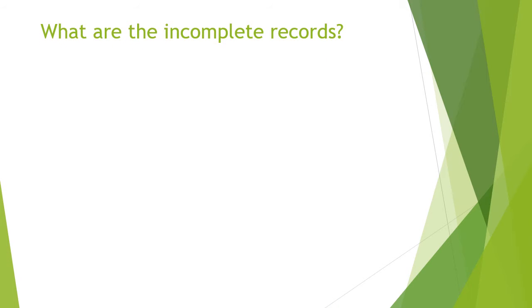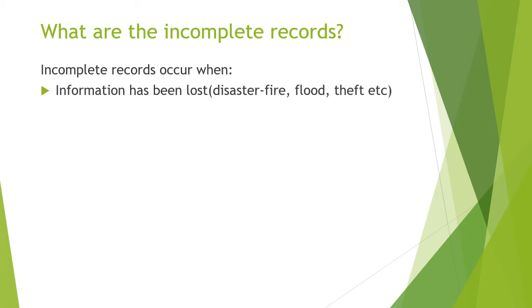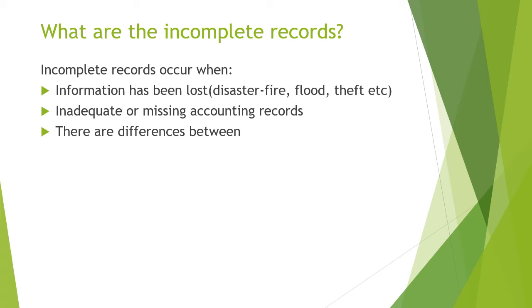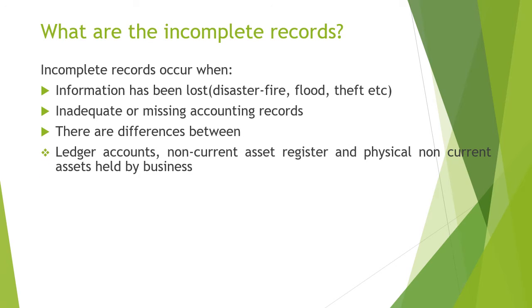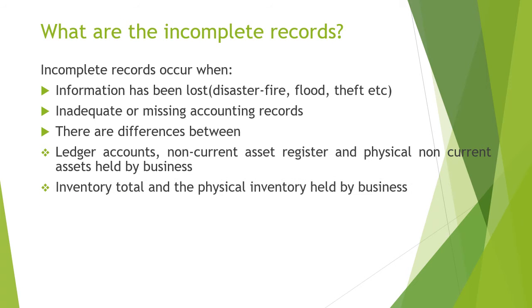What are incomplete records? Incomplete records occur when information has been lost because of disaster, some sort of fire, flood, theft, etc. Inadequate or missing accounting records are available to the bookkeeper. There are differences between ledger accounts, non-current asset register, and physical non-current assets held by the business.